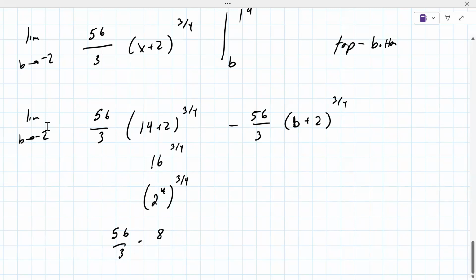The next one here, from your very basic calculus course, you always just try putting the number in. When you put -2 in, -2 plus 2 is 0. 0 to the 3/4 power is 0. 0 times anything is 0. So there's your final answer.